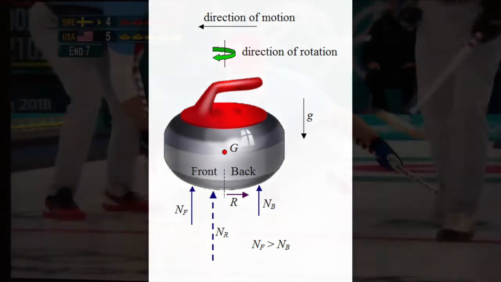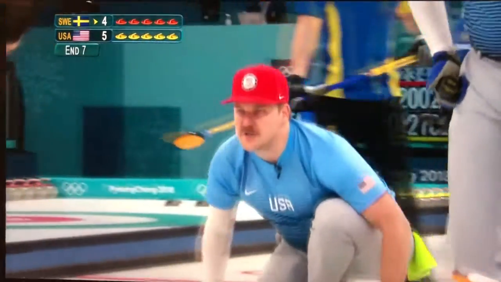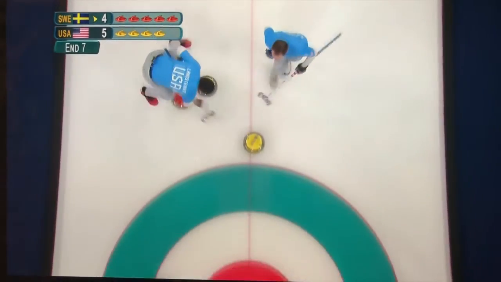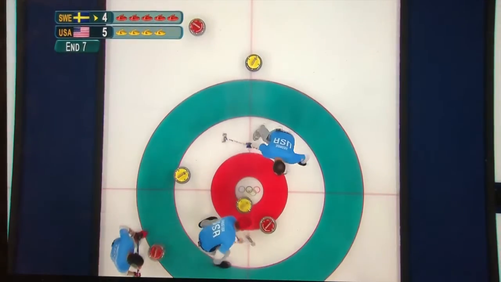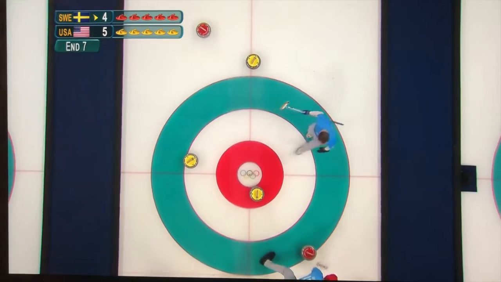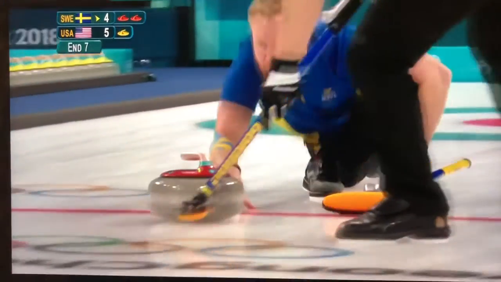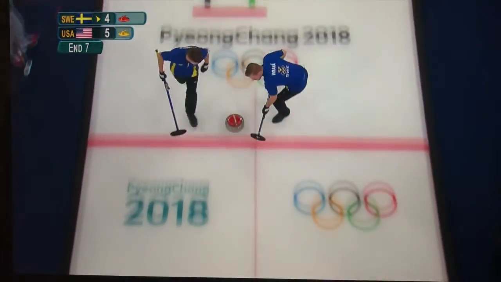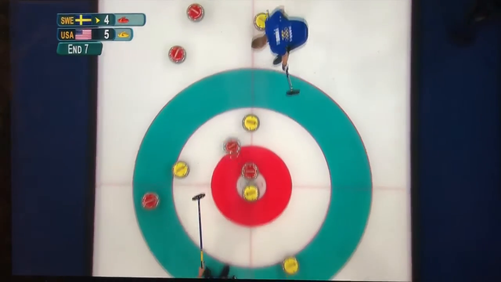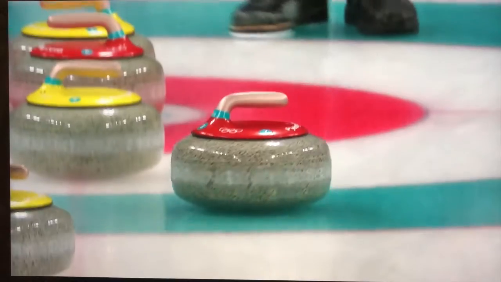Curling stone. But for Sweden, Nicholas Edin coming in as one of the pre-tournament favorites. How about that? That one spot on. This is a little bit wide. He didn't like it at all, and that's why he knew it was off.